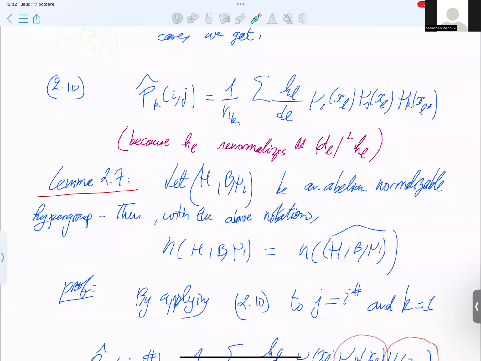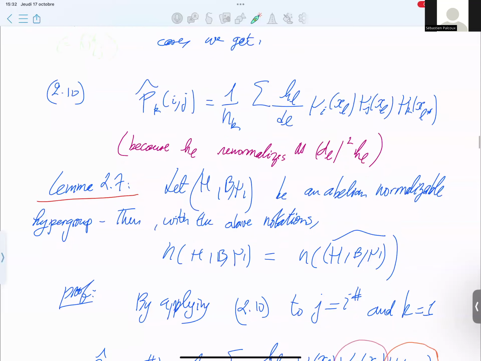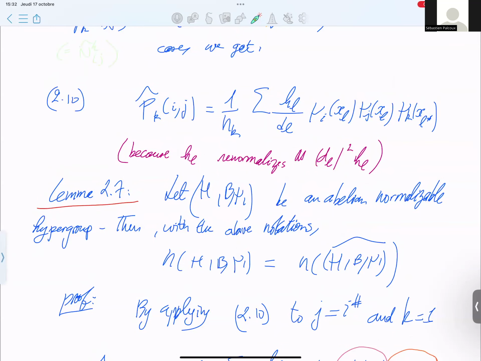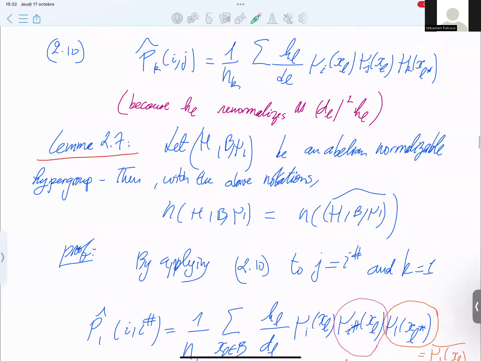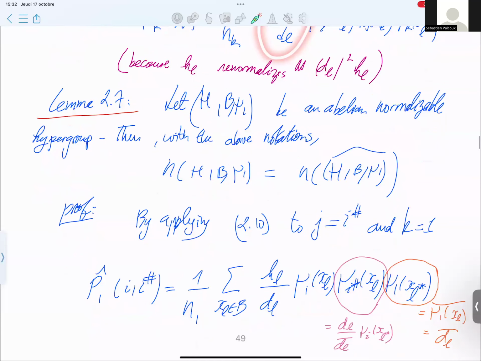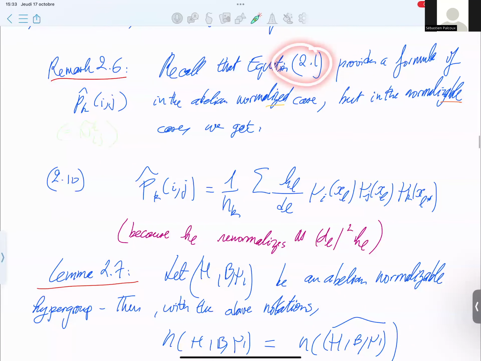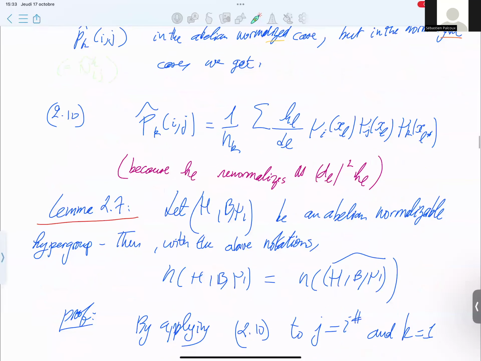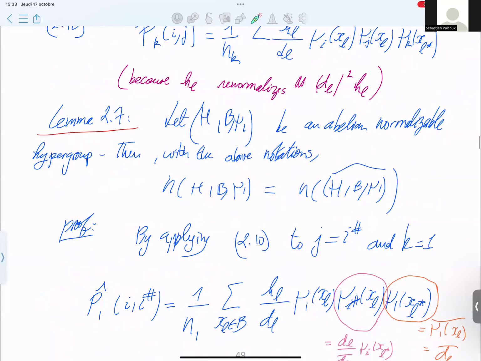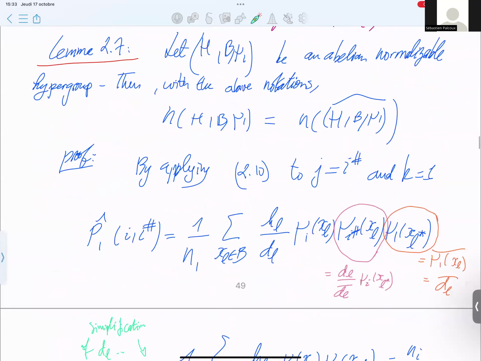Anyway, I don't remember the formula here. I don't want to go back to 2-1. It will take too much time.